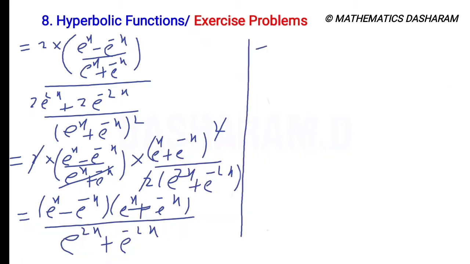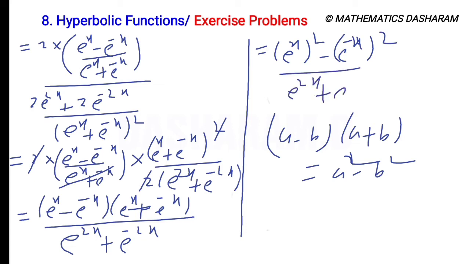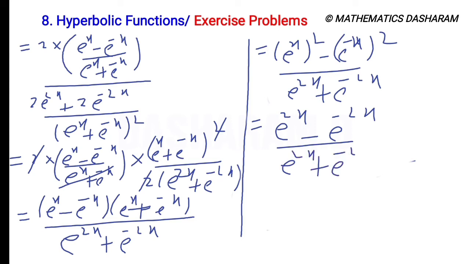So now for the numerator, a minus b into a plus b equals a square minus b square. Apply this formula: (e to the power of x) whole square minus (e to the power of minus x) whole square, divided by e to the power of 2x plus e to the power of minus 2x. So now (e to the power of x) whole square becomes e to the power of 2x, minus e to the power of minus 2x, equals e to the power of 2x plus e to the power of minus 2x.